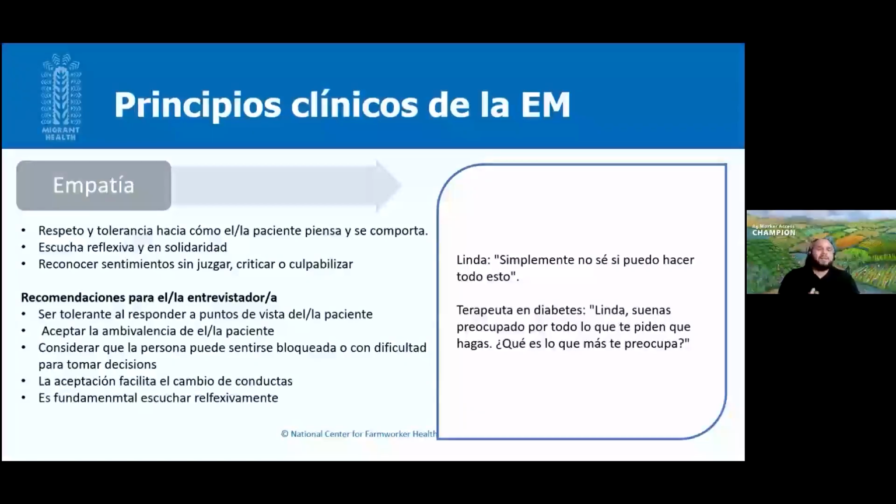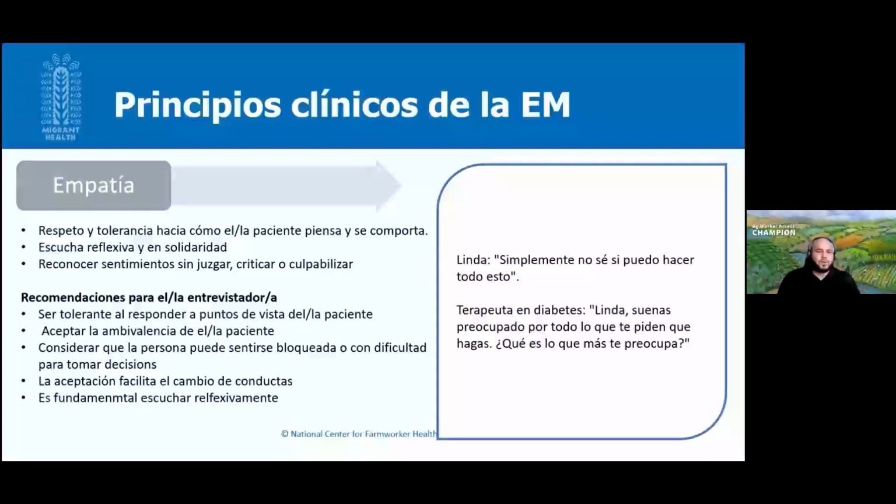In this example, we have Linda. Linda says, I just simply don't know whether I can do all of this. If we're looking at this process of changing, maybe she's scared. Linda may just be scared of changing. So it's important to point out that light at the end of the tunnel.